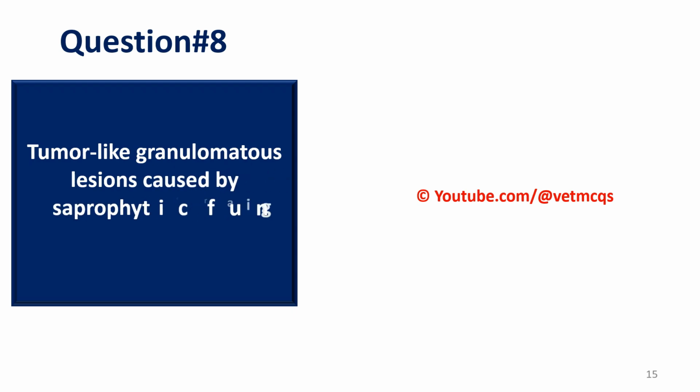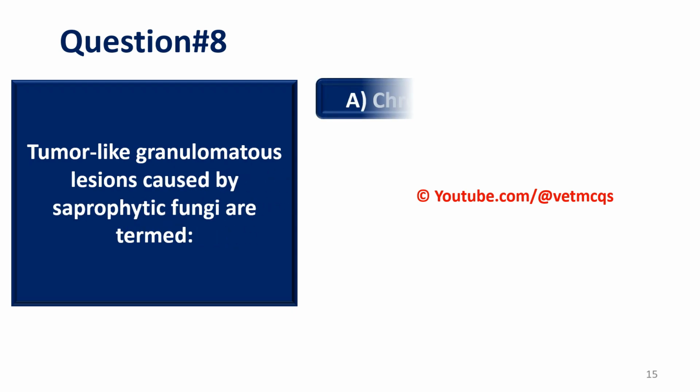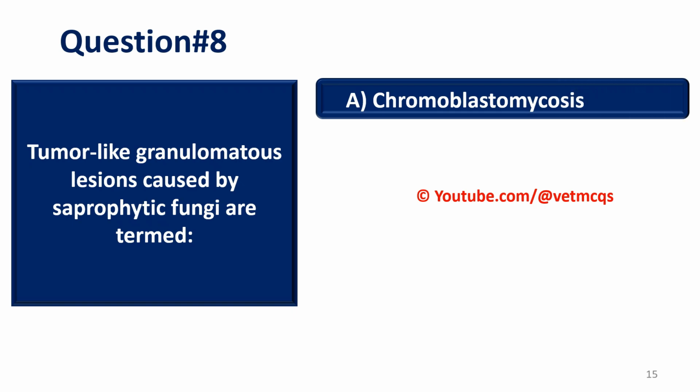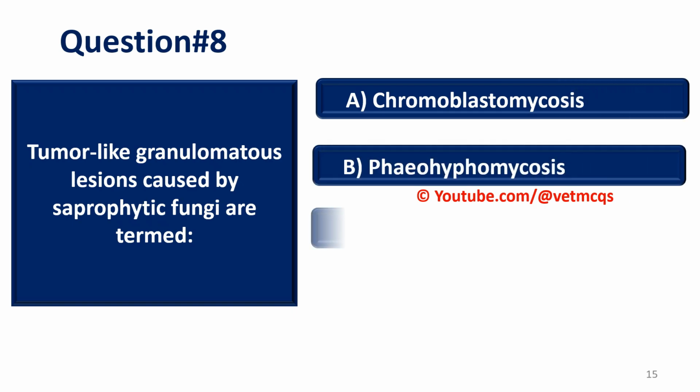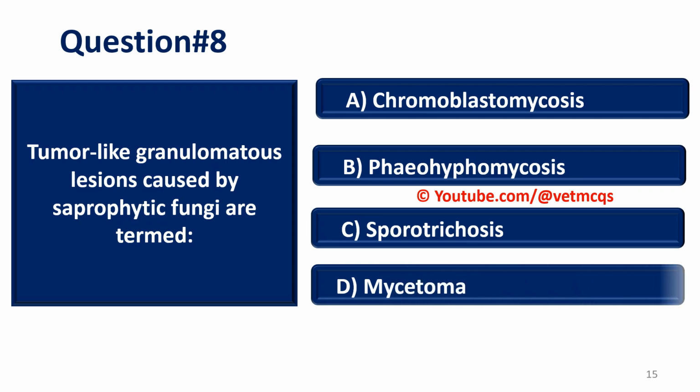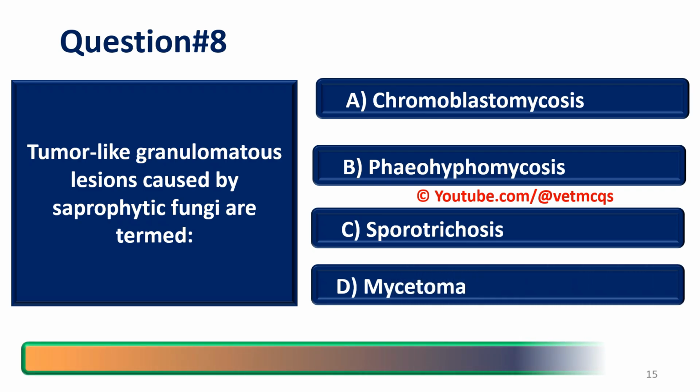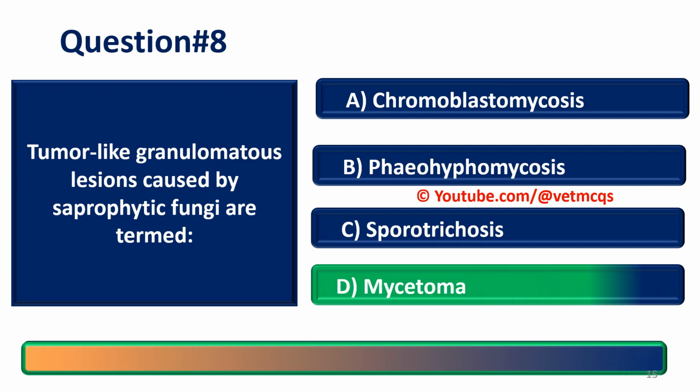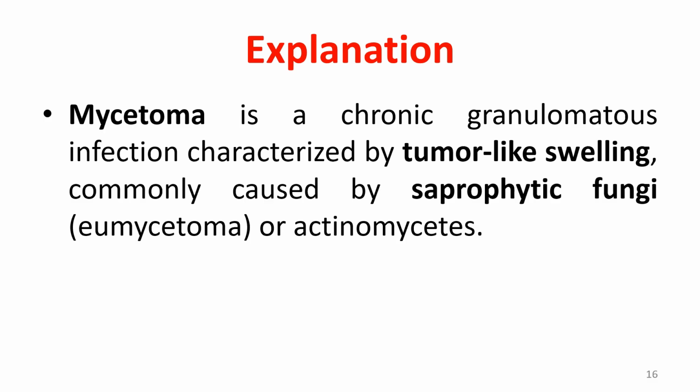Tumor-like granulomatous lesions caused by saprophytic fungi are termed chromoblastomycosis, phaeohyphomycosis, sporotrichosis, mycetoma. And the correct answer is option D, that is mycetoma.